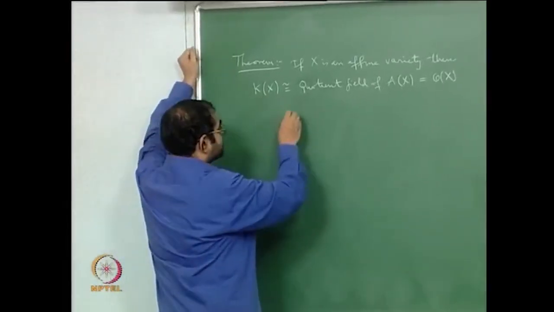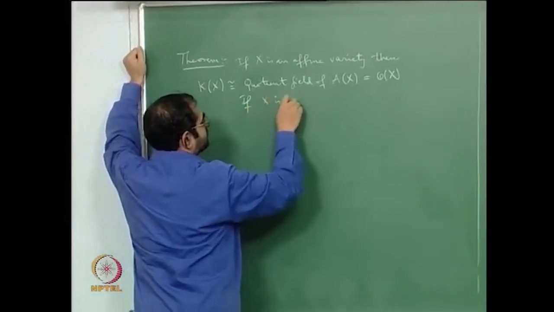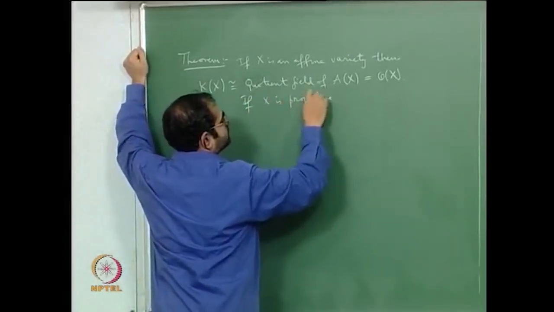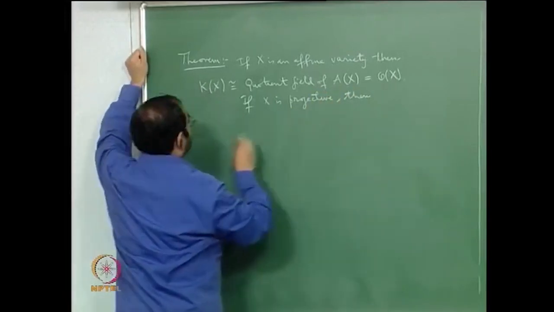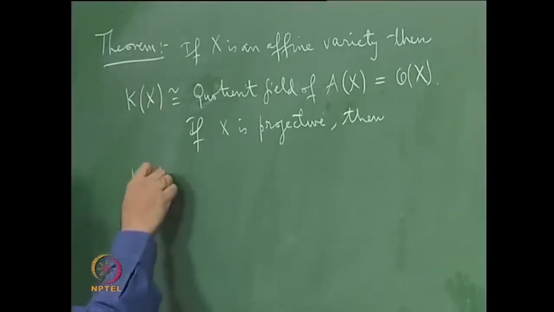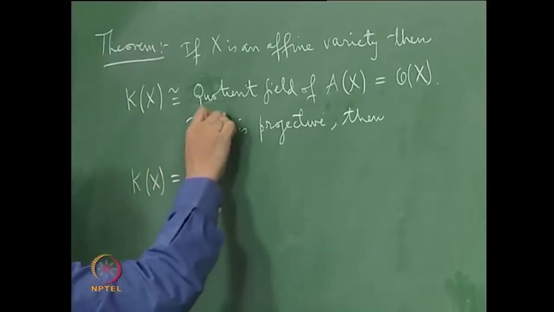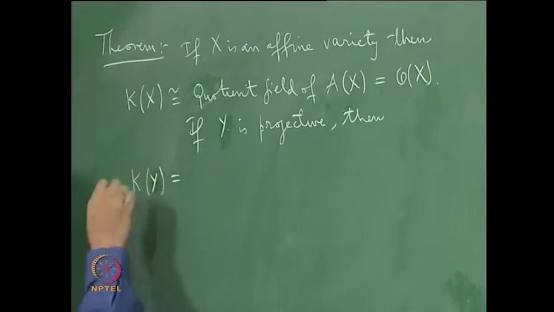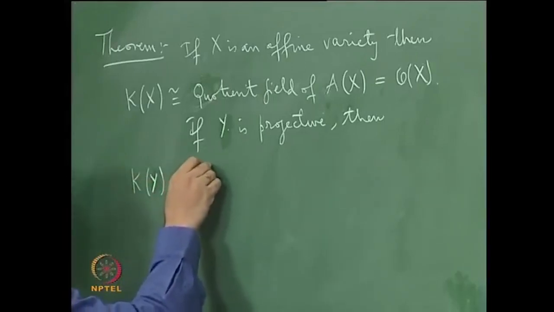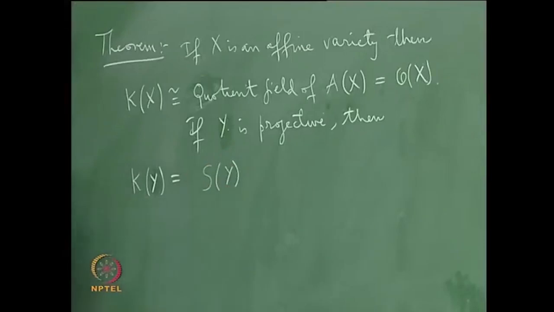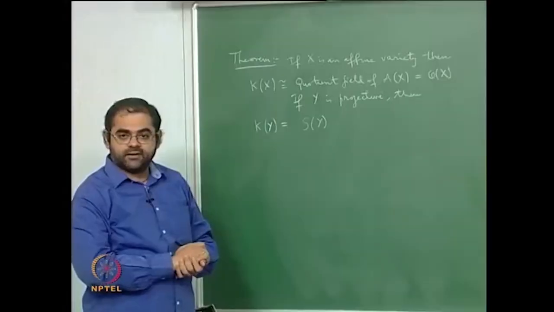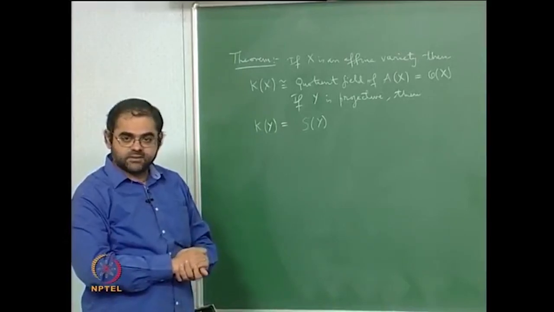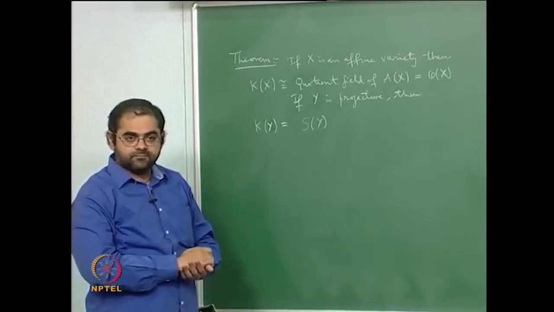And what if X is projective? If Y is projective, then K(Y) is just, you take the homogeneous coordinate ring of Y. The homogeneous coordinate ring for a projective variety is defined the same way as the affine coordinate ring is defined, namely you take the ring of polynomials of the ambient space that you are considering and then go modulo the ideal of functions that vanish on the variety.